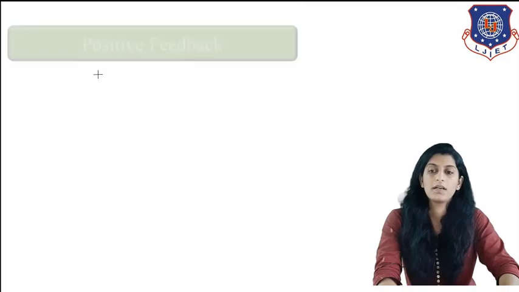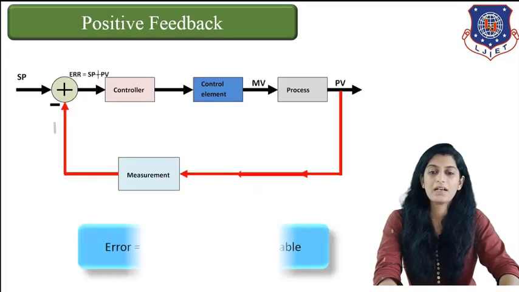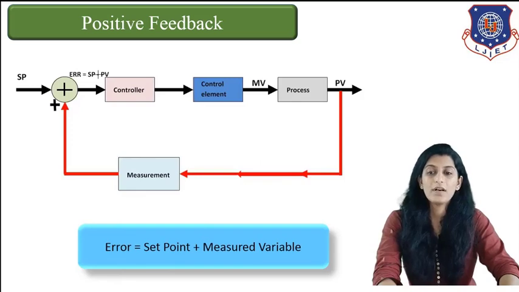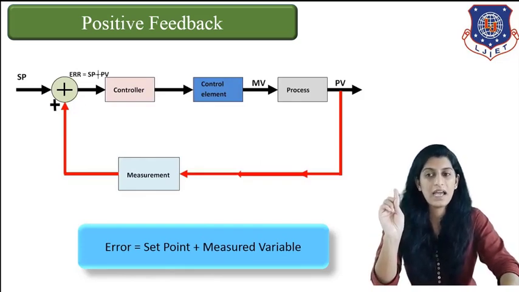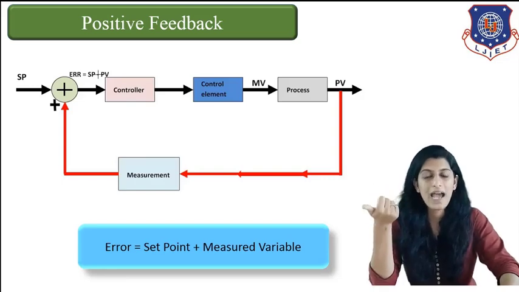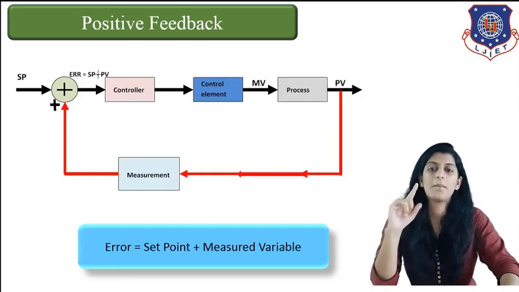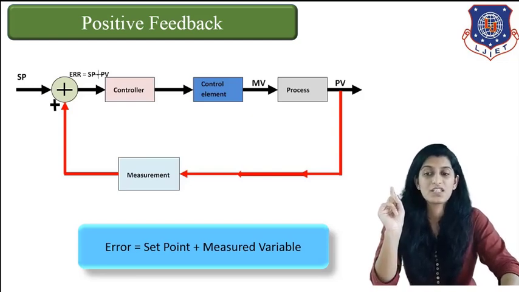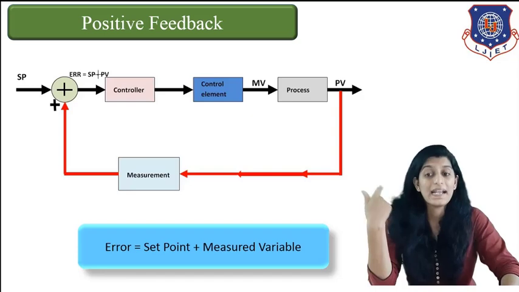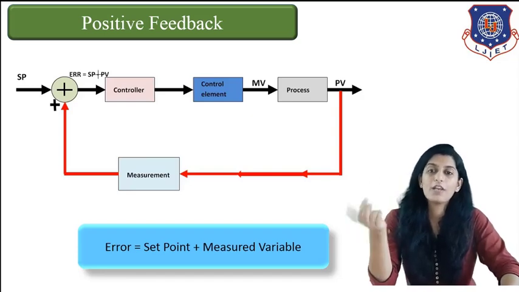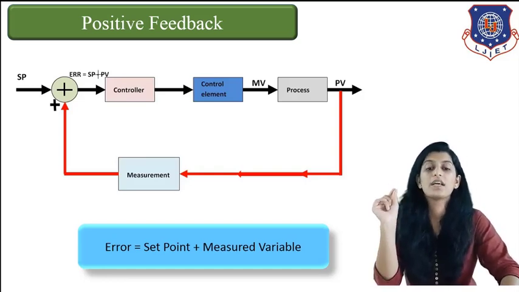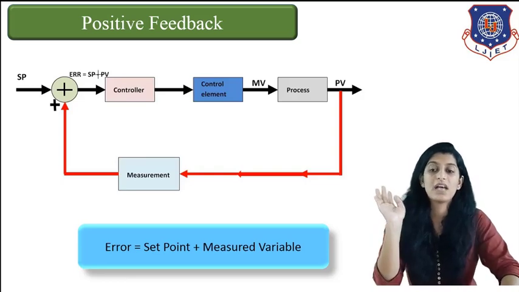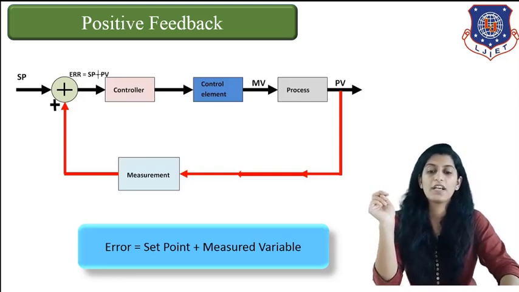Correct. Coming to positive feedback, whenever you are adding the measured variable to the desired set point or desired value, the system is termed as a positive feedback system. This is the positive sign. So whenever you are adding the measured variable value to your desired value or set point, it is termed as a positive feedback system. Correct. So this is about negative and positive feedback systems.